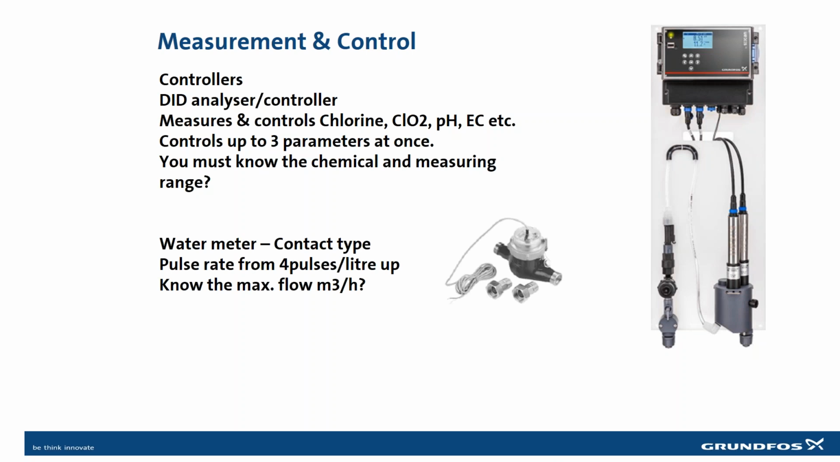You may want to control the dosing system off a water meter. Grundfos offer contact type water meters with pulse rates from 4 pulses per litre upwards, 1 pulse per litre, 1 pulse per 10 litres, 1 pulse per 100 litres. There are different ones available. What you need to know here, first of all, is the maximum water flow, so water flow in cubes per hour, to be able to size the right size flow meter.